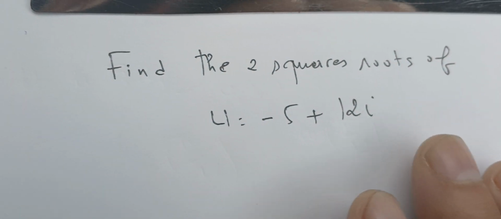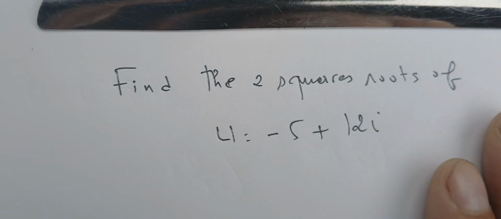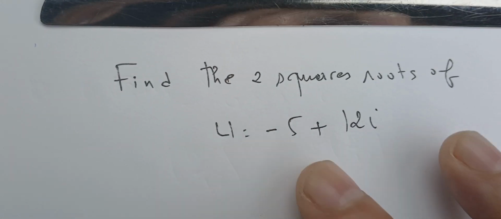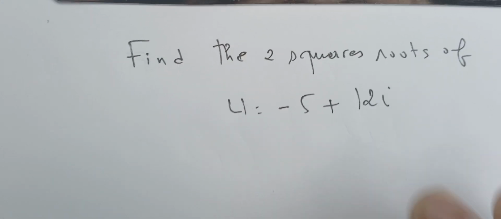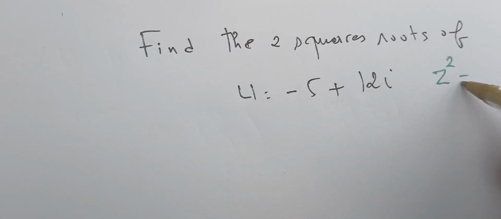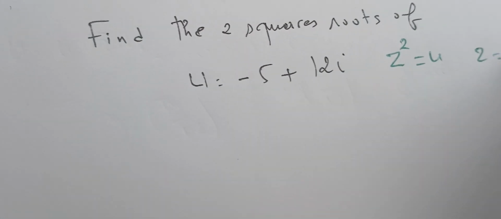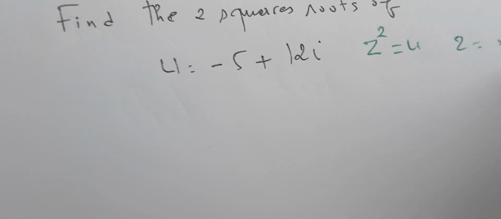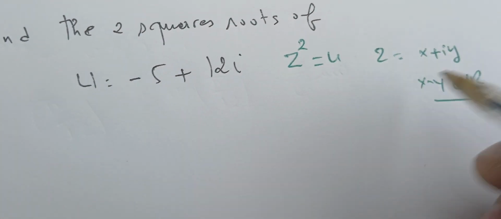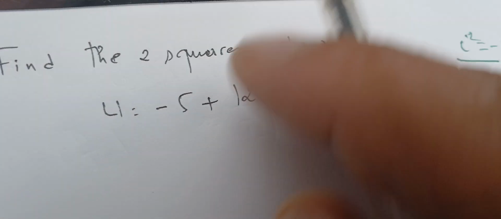Okay, in this video we're gonna work some complex numbers issues. We wanna find the two square roots of u, which is minus 5 plus 12i. What do we mean by that? We wanna find z such that z squared is u. Okay, and in our case z can be written as x plus iy with x, y real numbers. Remember that i squared is always minus 1. So how can we do this?